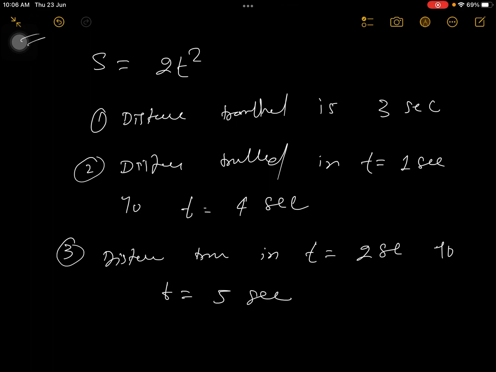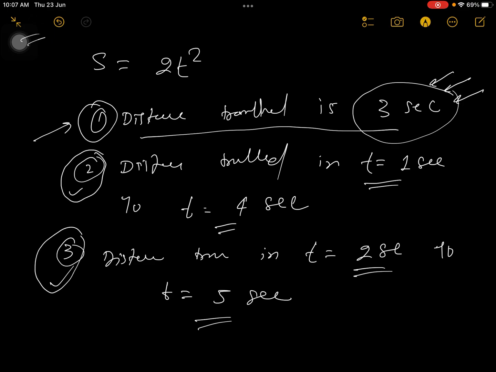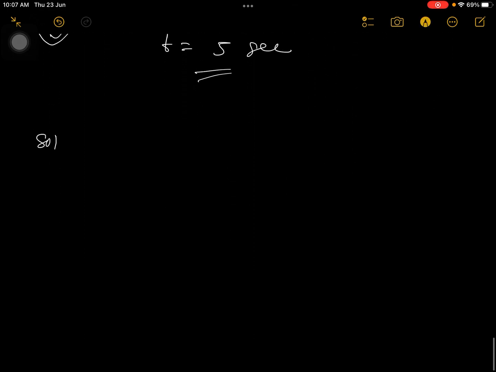Now see, in the first question I am asking directly the distance traveled in 3 seconds. It means this question is framed from the origin, from 0, but these two questions are not framed from 0. Here also the time gap is 3 seconds, and here also the time gap is 3 seconds, but all three questions are different. Damn sure in the first question the answer will come less, in the second question more, and in the third question the maximum. Okay, let's do this. So I am solving the first question.